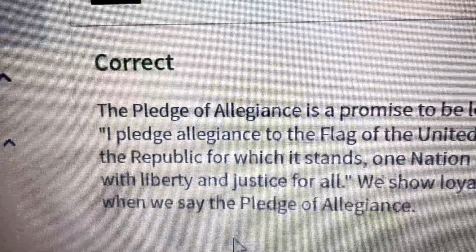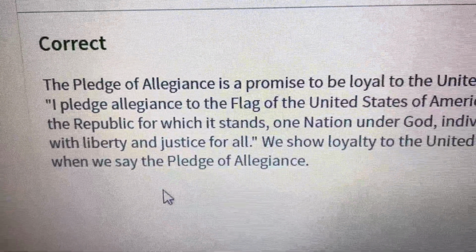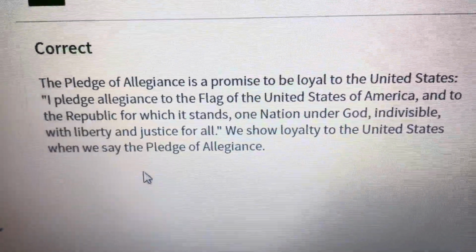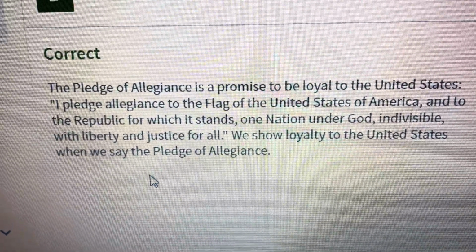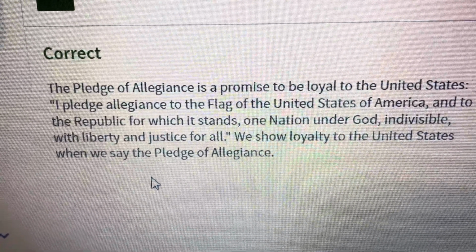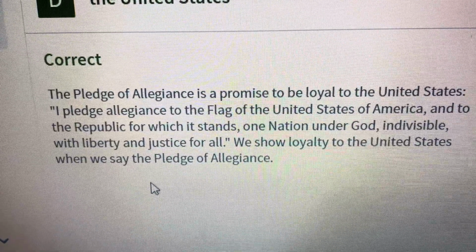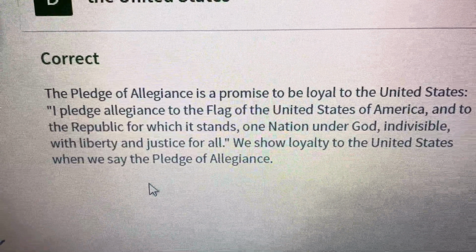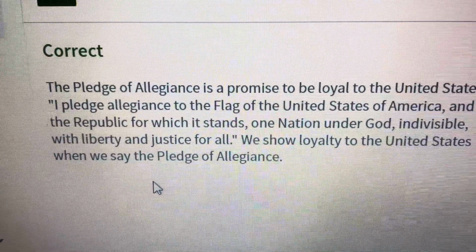Number 5 question. What do we show loyalty to when we say the Pledge of Allegiance? Of course, it's the United States of America. The Pledge of Allegiance is a promise to be loyal to the United States. I pledge allegiance to the flag of the United States of America and to the republic for which it stands, one nation under God, indivisible, with liberty and justice for all. We show loyalty to the United States when we say the Pledge of Allegiance. So that's what it stated there.